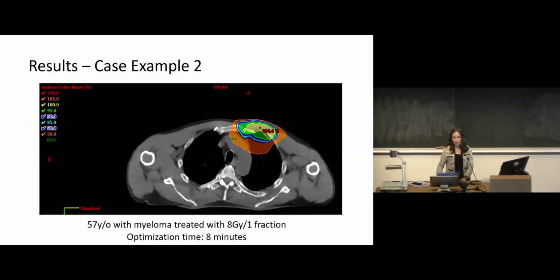And similarly, another patient with myeloma treated with 8 gray in 1 fraction, this had a median optimization time of 8 minutes. And again, if we imagine if this was an unplanned field technique, just how much more of the lung and the normal tissues would have had to be included.